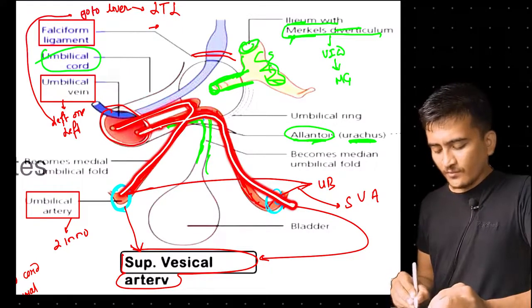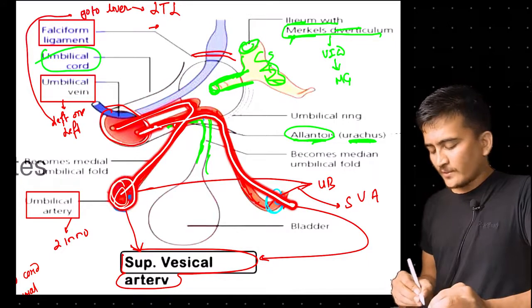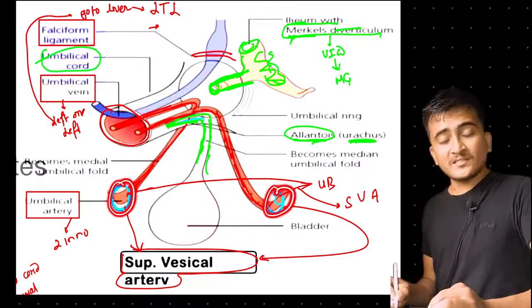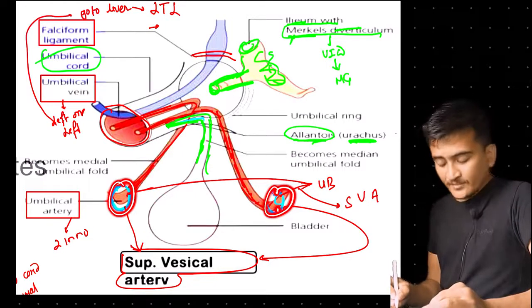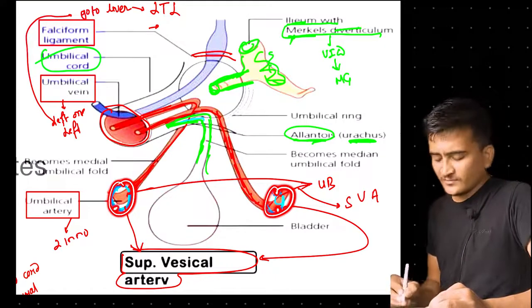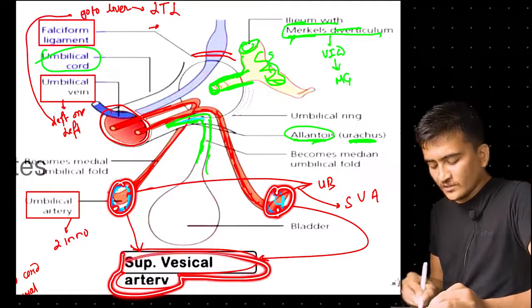Talking about the arteries, the proximal part of the arteries remains, and they supply the urinary bladder. The name of this proximal part of the umbilical arteries changes and it becomes the superior vesical arteries. That's all.